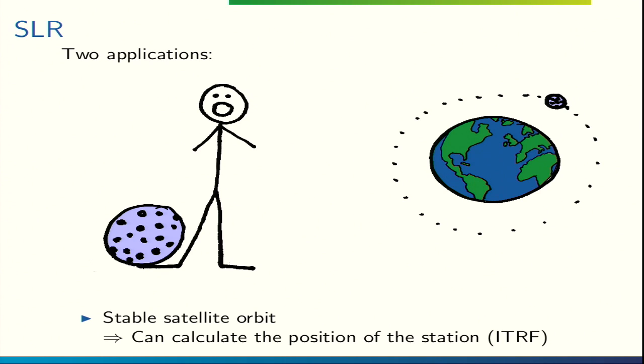So this gives us a way to use SLR to actually find our station position to actually help create the ITRF. So that's one of the ways that you actually get your reference system, and this is the main way that you actually figure out where is the center of the Earth. Well, I have this extremely heavy thing that flies around the center of the Earth, and observing it gives me a way to figure out where is the center of the Earth.